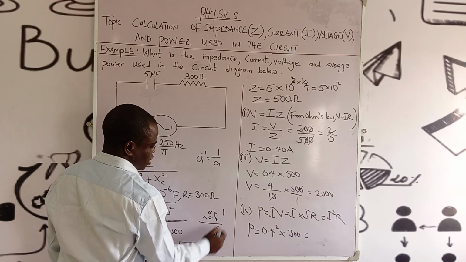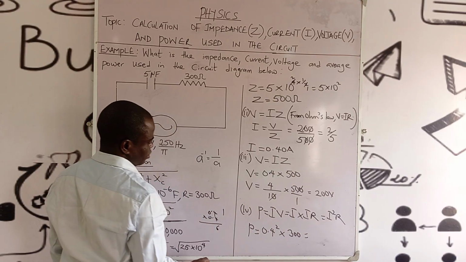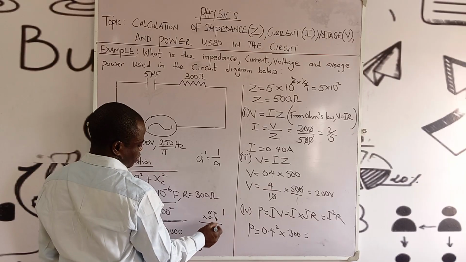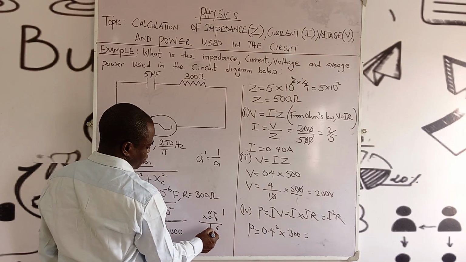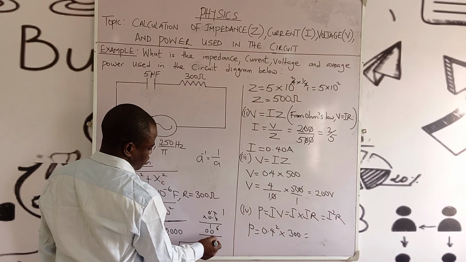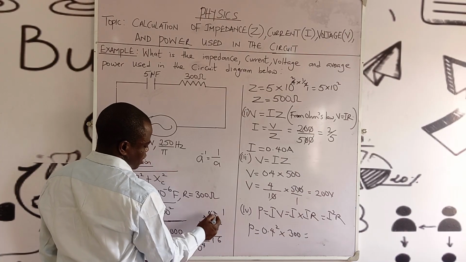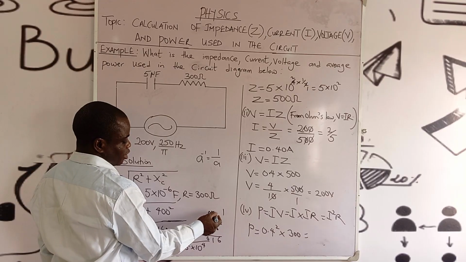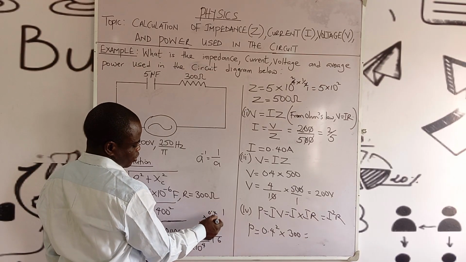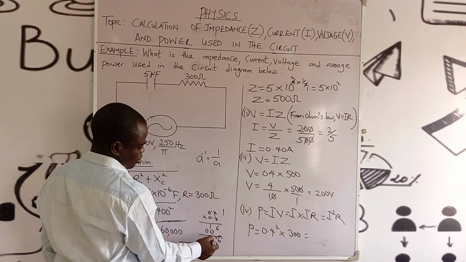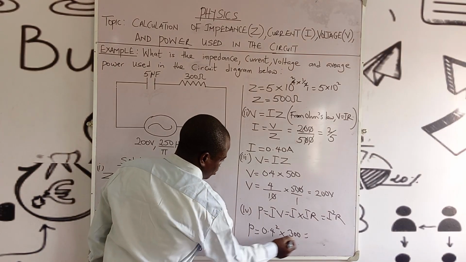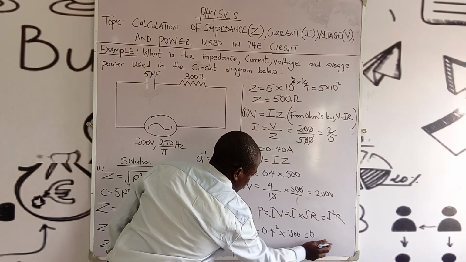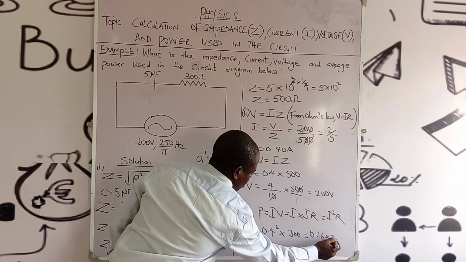4 times 4 is 16, carry 1. 4 times 0 is 0, plus 1. 0 times 4 is 0. 0 times 0 is 0. 610. I mean, count the number that occurs after the decimal, before the decimal. 1, 2. Now shift 1, 2. That's 0.16 times 300.